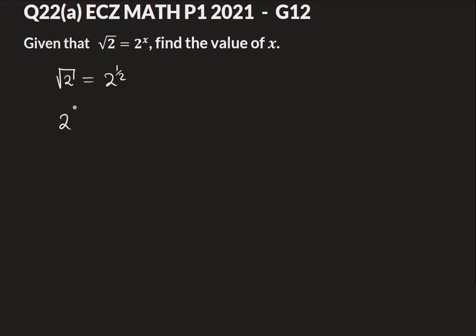Next, you can see that it's very easy to solve for this question now. Since we have a base on the left hand side that is equal to the base on the right hand side, we can confidently say that our powers here can be equated. So x is going to be equal to half.